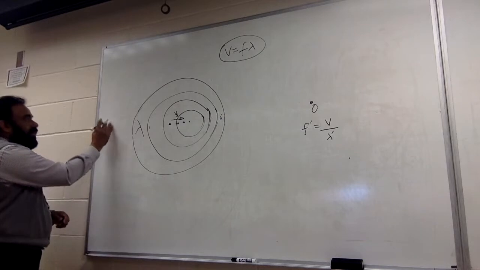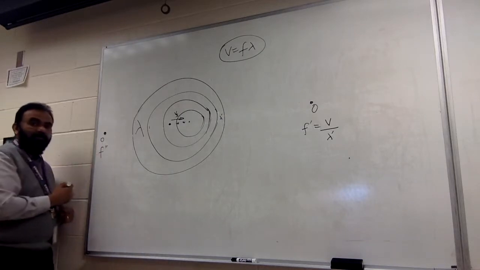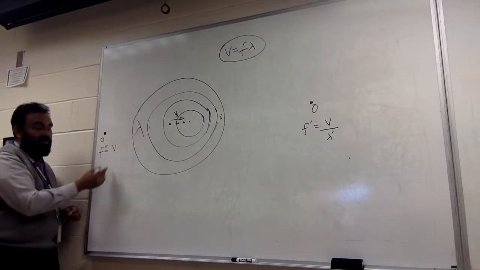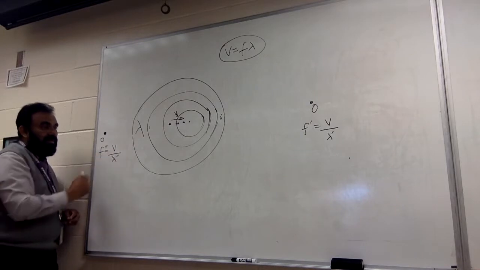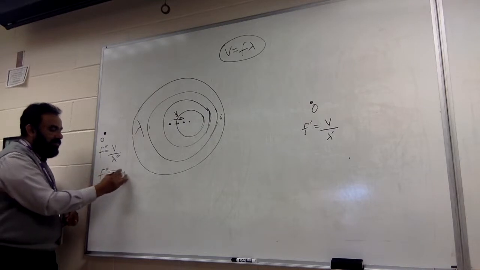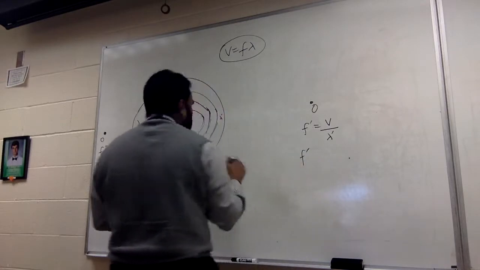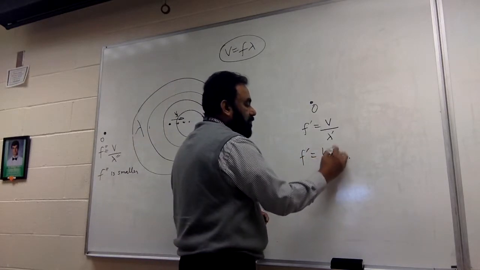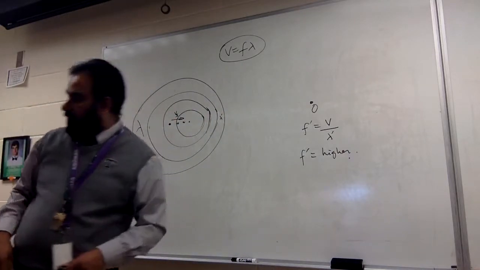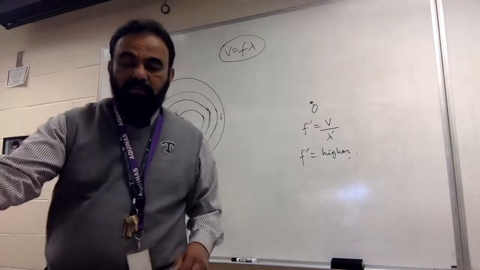Now imagine there is another observer here. What is the frequency as heard by him? Same speed, but what is the wavelength? Larger wavelength. And so the frequency f prime is smaller. And this one, f prime, is higher. So the frequency changes. Why should the frequency change? It's because of the motion of the source.